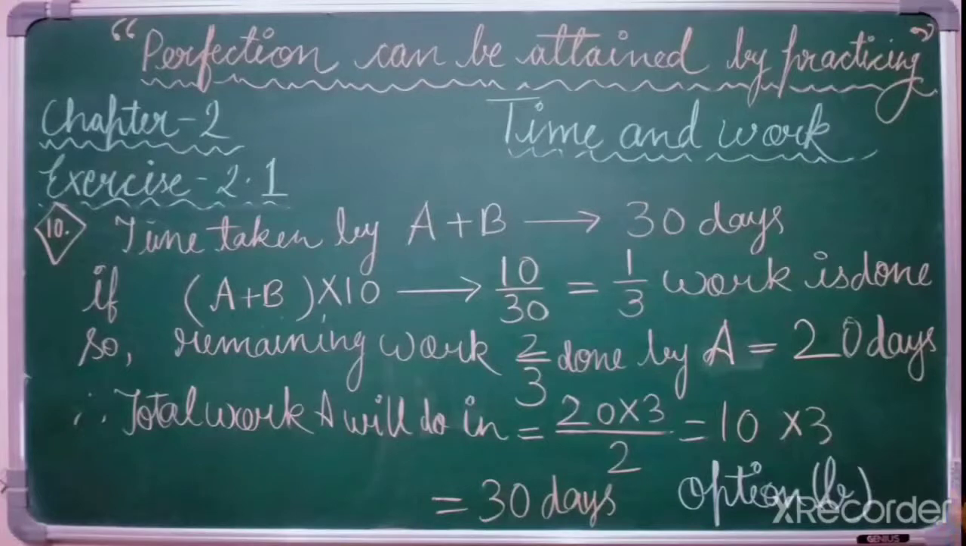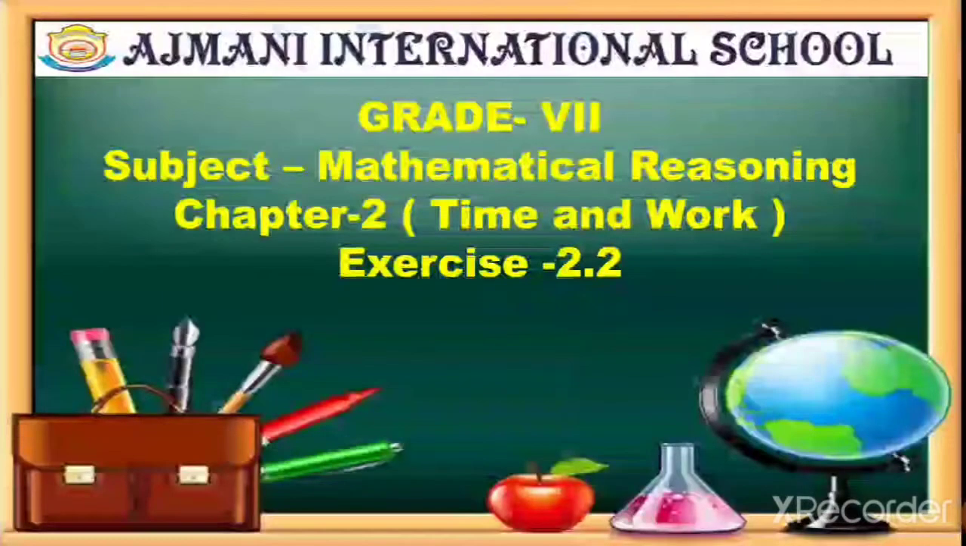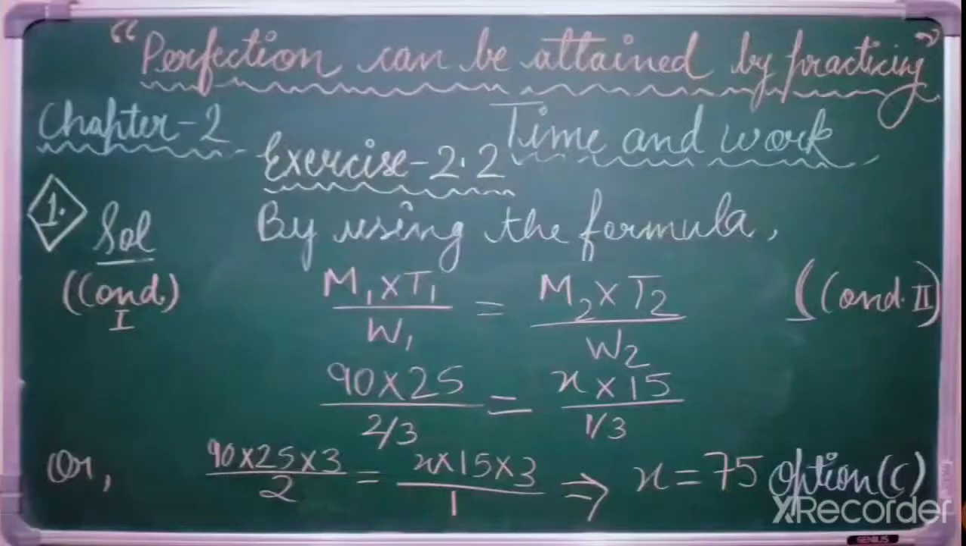Now we are going to start the next exercise, exercise 2.2 of the same chapter, time and work. The first question of it is, 90 men will construct a road in 40 days. In 25 days, 2/3 of work was completed. How many workers should continue to complete the work in time?